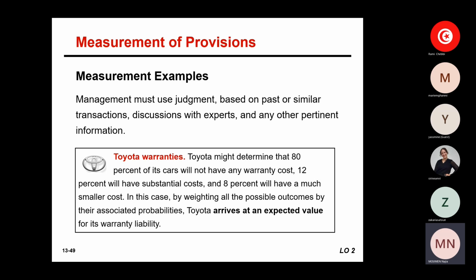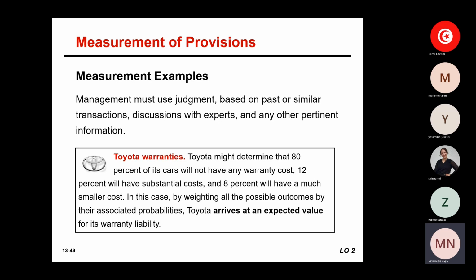Okay. Here we have an example of the Toyota warranties. Toyota here might determine that 80% of its cars will not have any warranty costs, even though, of course, you are offering this warranty, this guarantee actually, to all of your customers. But based on your past experience, you determine that 80% of your cars will not have any warranty costs, but still 12% will have substantial cost and 8% will have a much smaller cost. Okay, so in this situation, by weighting all the possible outcomes by their associated probabilities, Toyota will arrive at an expected value for its warranty liability.